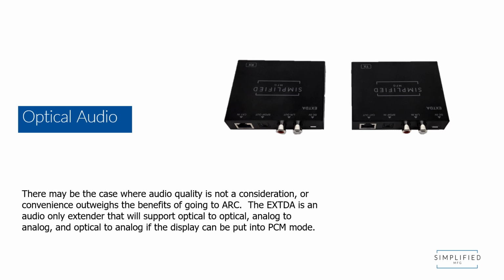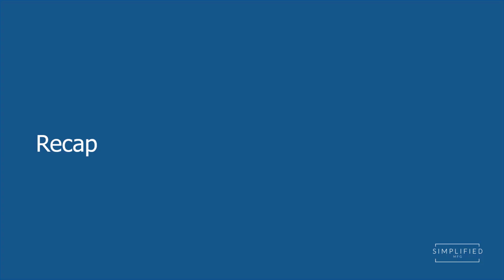We do make another device called a DARC1, and that device is an ARC to analog audio down mixer. So what's neat about this is if you want to do a headphone or something like distributed audio, this will allow you to get the ARC into the analog format, or maybe use it with the EXTDA I just showed you.